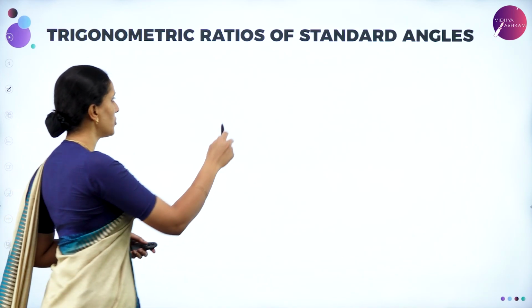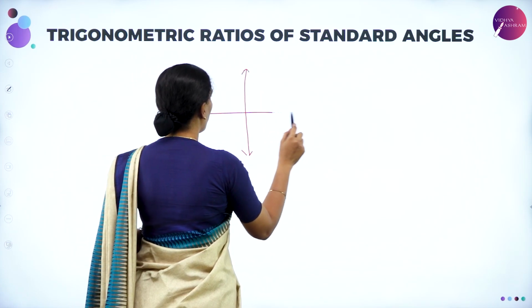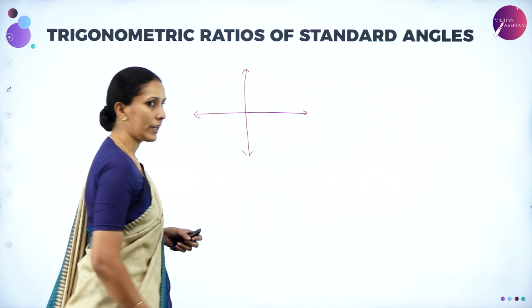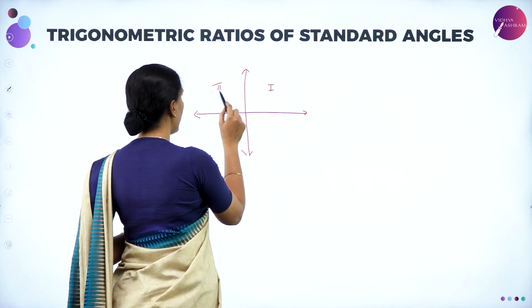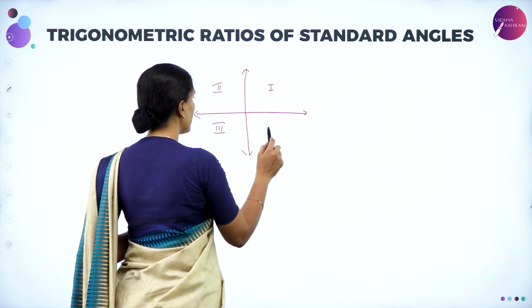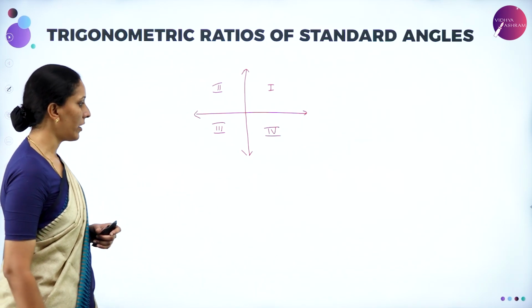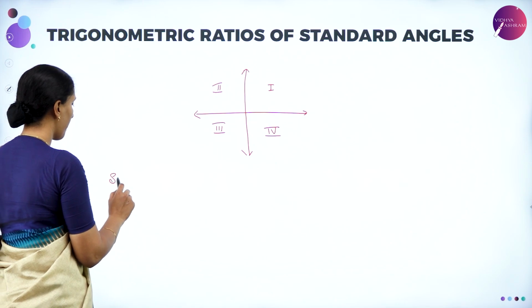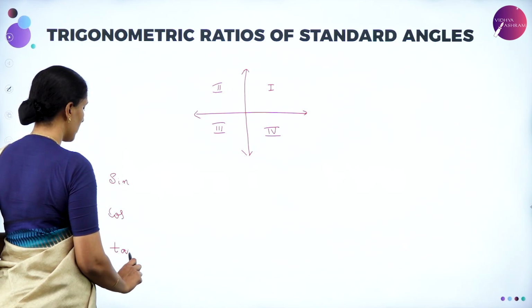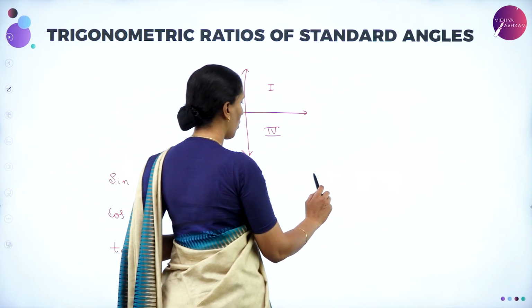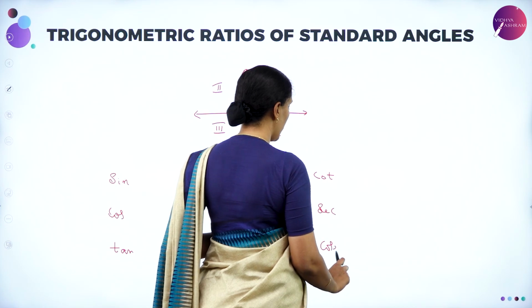So next, after studying the standard values, we need to learn about the sign of all trigonometric functions in the quadrants. So we know that a plane can be divided into 4 quadrants with the help of coordinate axes. So this is the first quadrant, second quadrant, third quadrant, and this is the fourth quadrant. So we have 6 trigonometric functions here: sine, cos, tan. Similarly, we have cot, secant, and cosecant.